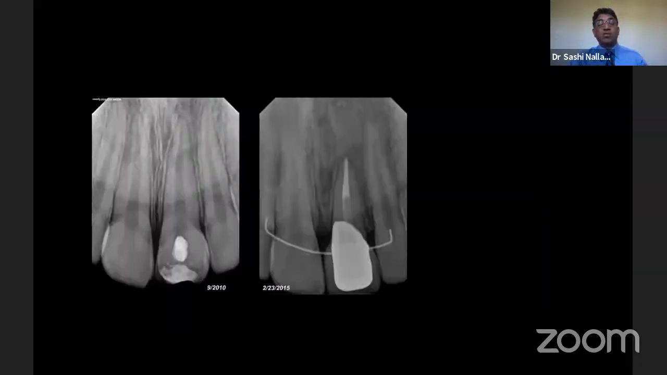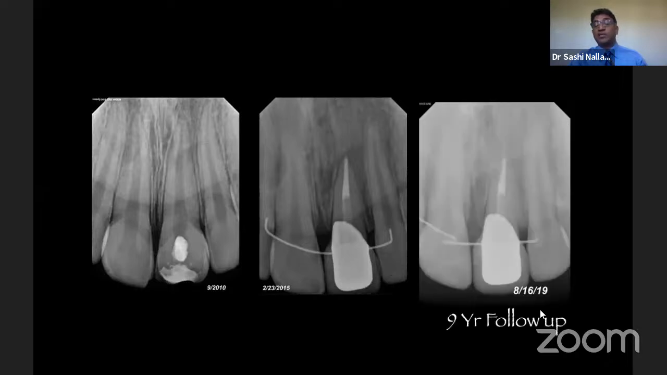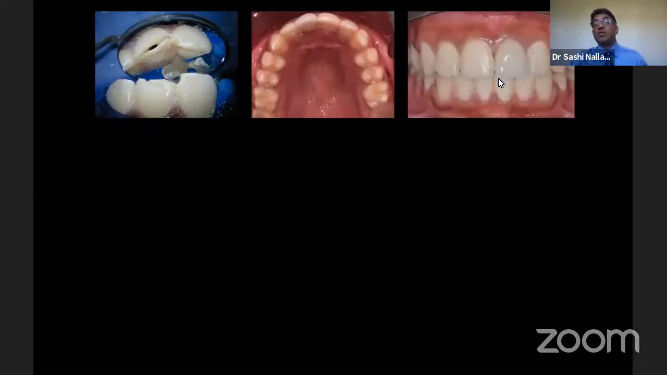And this is how it was in 2010. This is 2015, and this is 2019. So after 10 years, Jaden is almost 22 years old now, and he still has his tooth. And if you look clinically, this is what we started. This is how he was, very nice crown.